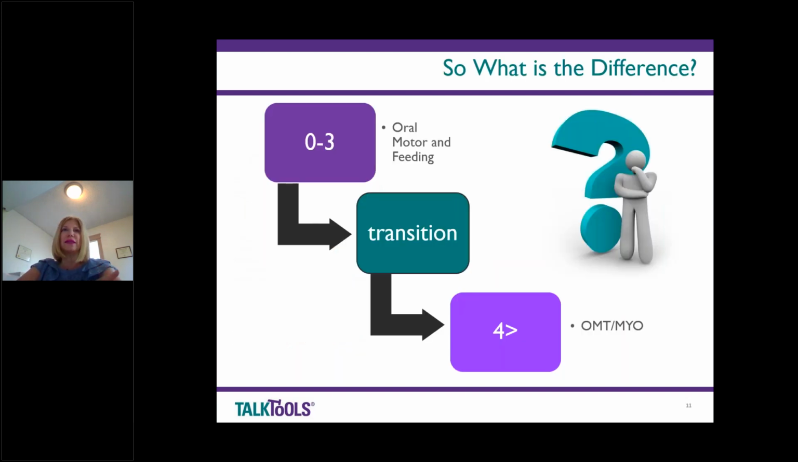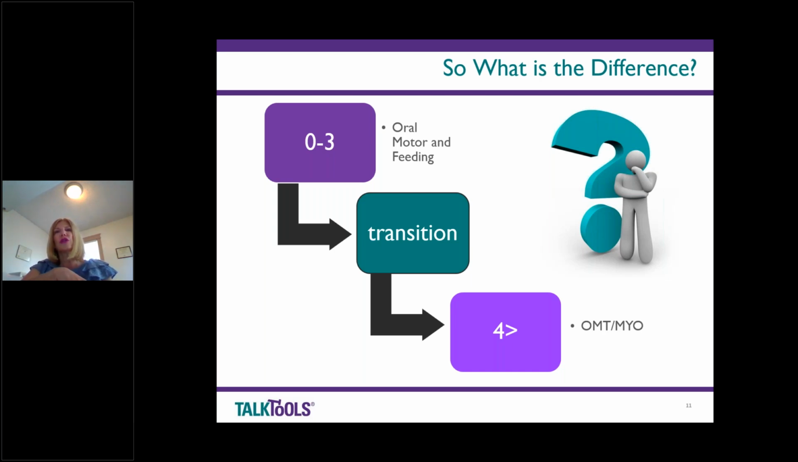So what's the difference between oral motor and feeding and OMT and myo? Well, in 0 to 3-year-olds, we're really looking at oral motor development and feeding development. So we're treating problems that we see with protocols that have been around for over 30 years. We're looking at, and we'll discuss, experts such as Lori Overland, Diane Barr, Morrison Klein, Deborah Beckman. We are having a very deep understanding of normal development in order to fill in the gaps.